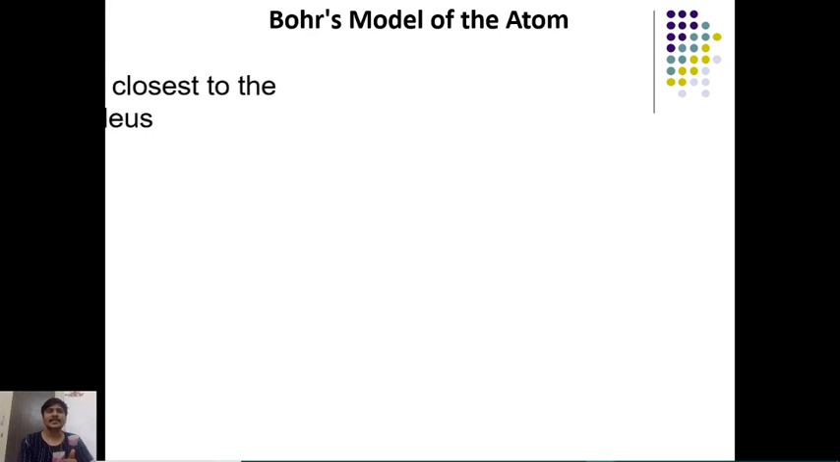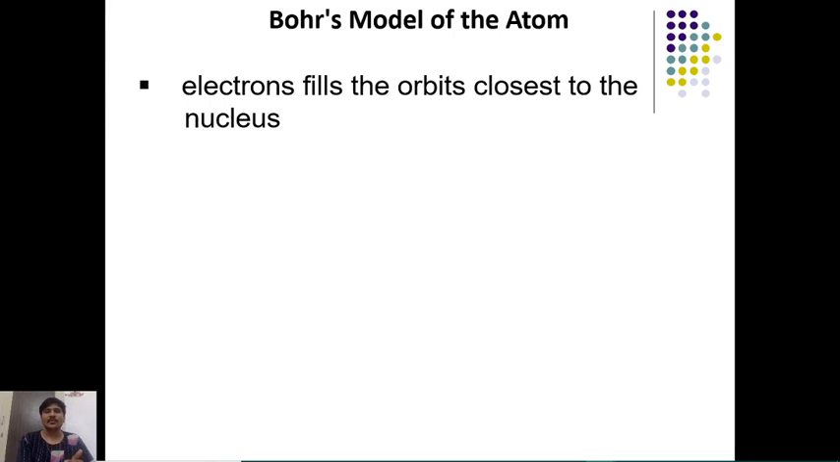We discussed that electrons fill the orbits closest to the nucleus. The electrons fill layer by layer, which means electrons first fill nearby the nucleus, and after that they fill in another orbit, and after that in another orbit. We take an example of fluorine.